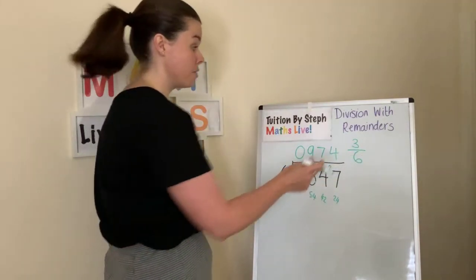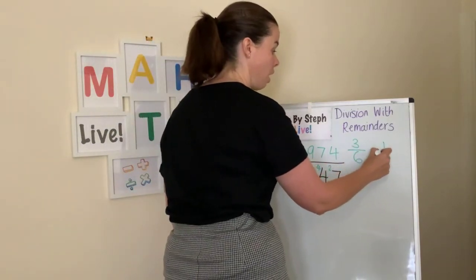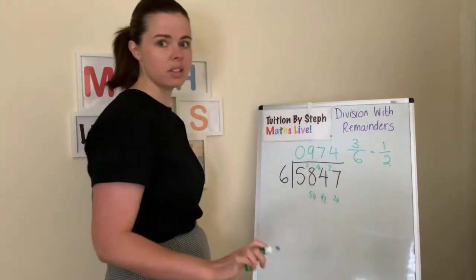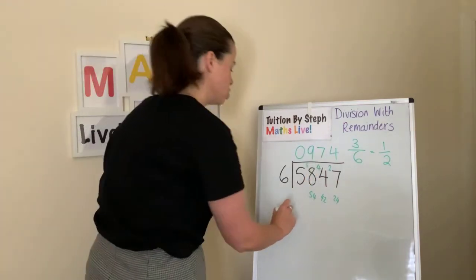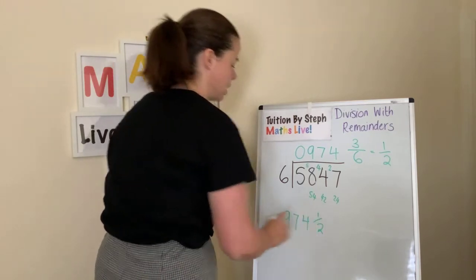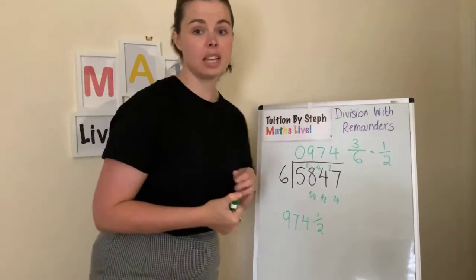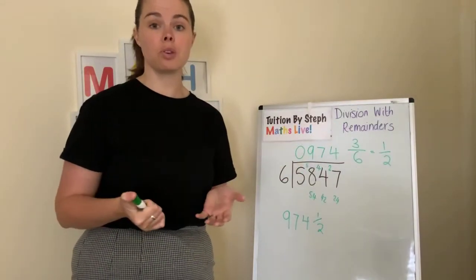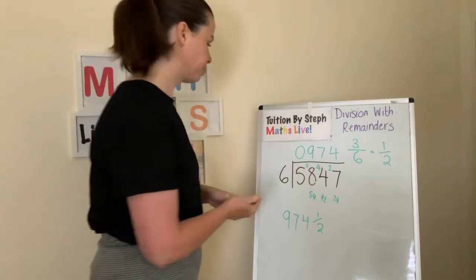But some of you might have noticed that you can simplify 3/6 into a half. Don't worry if you haven't, it's still the right answer, 3/6. So if you're doing the posh, if you're really thinking ahead, the shortest answer could be 974 and a half. But 3/6 is an acceptable answer because you still put your remainder into a decimal or a fraction form. Okay.